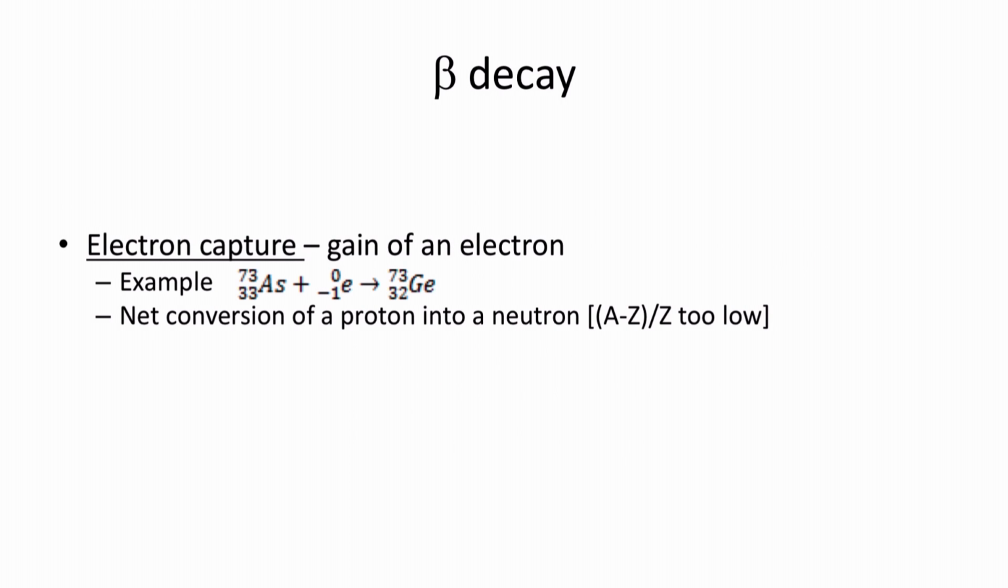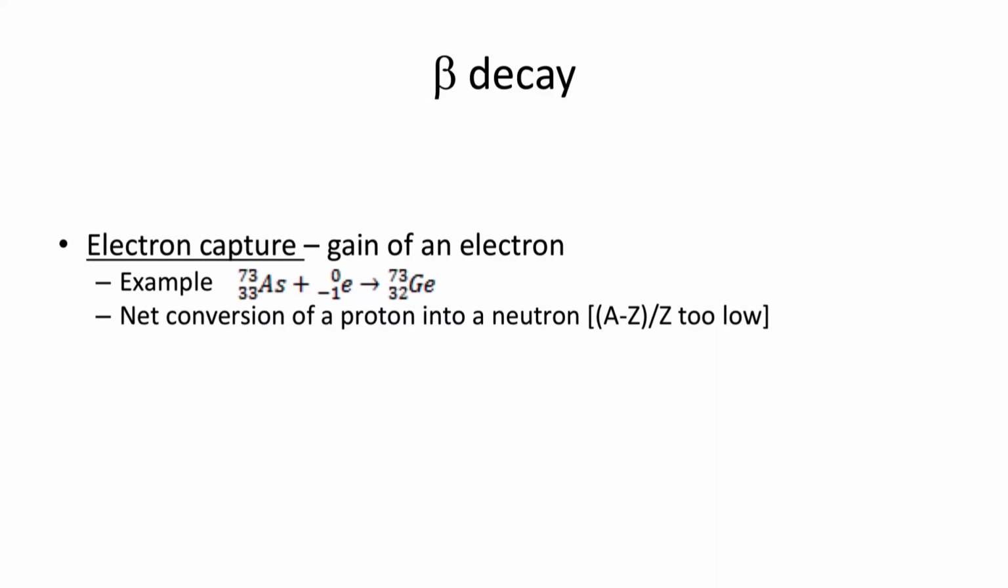The third type of beta decay is something called electron capture. So electron capture is when I gain electrons, right? They're being captured. Okay, so here's an example of electron capture. I can start with arsenic-73 and gain an electron to make germanium-73.